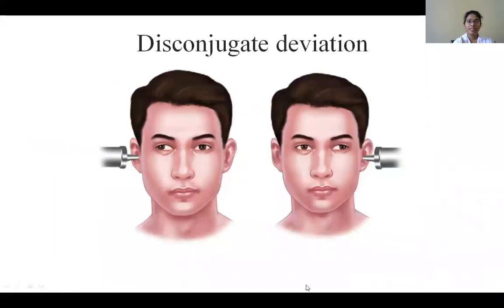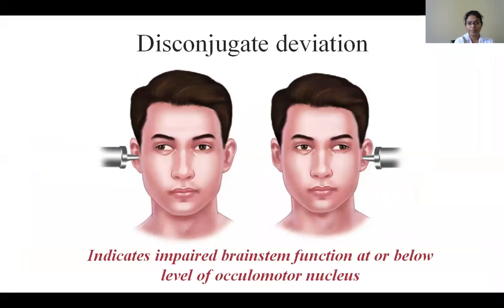Now, if you see there is disconjugate deviation during irrigation, what does it indicate? It indicates that there is impaired brainstem function at or below the level of the oculomotor nucleus.